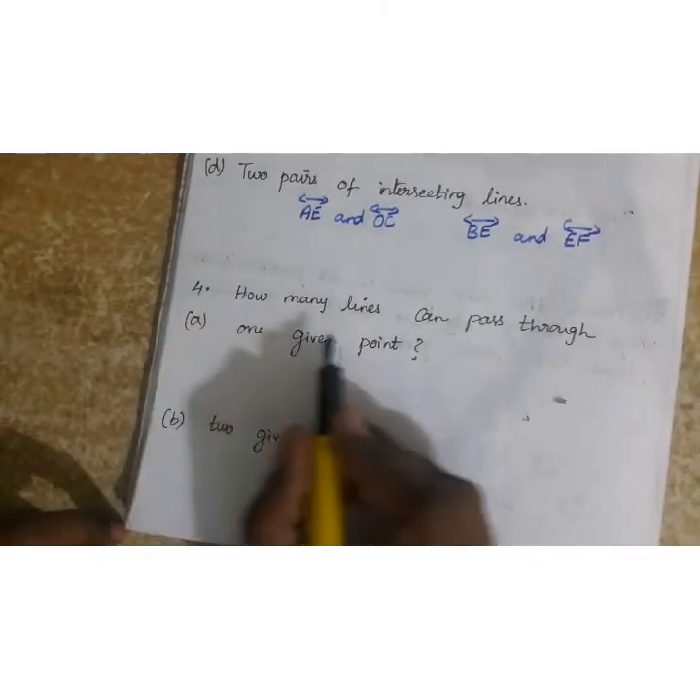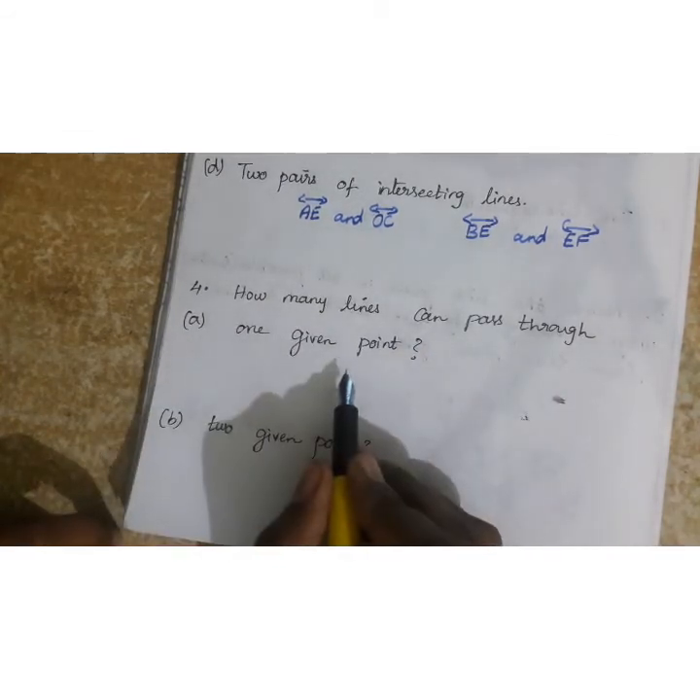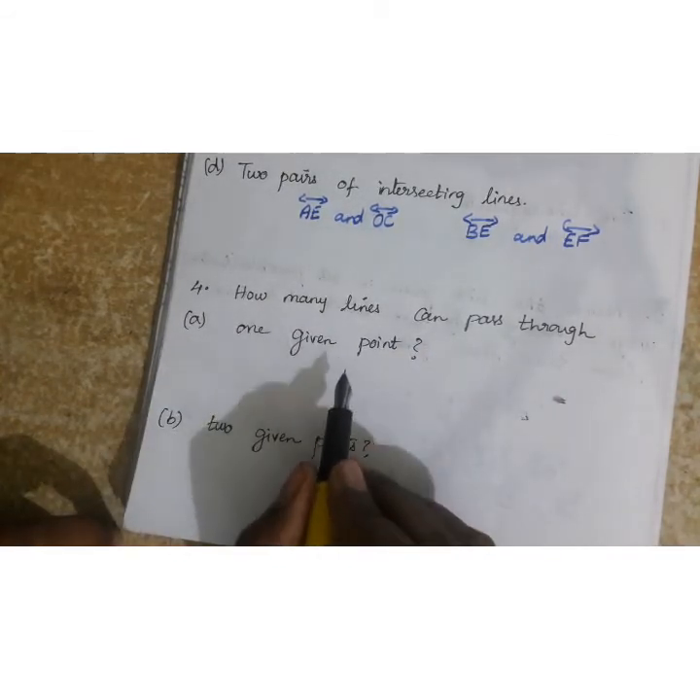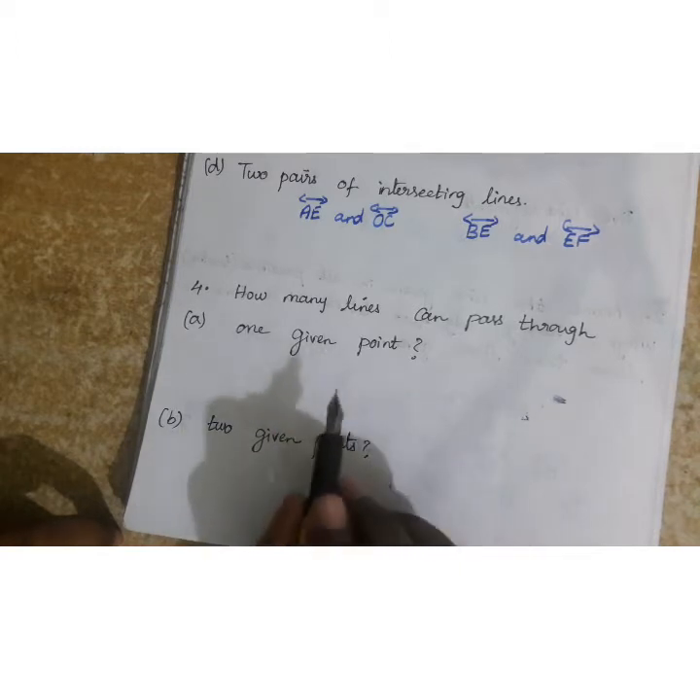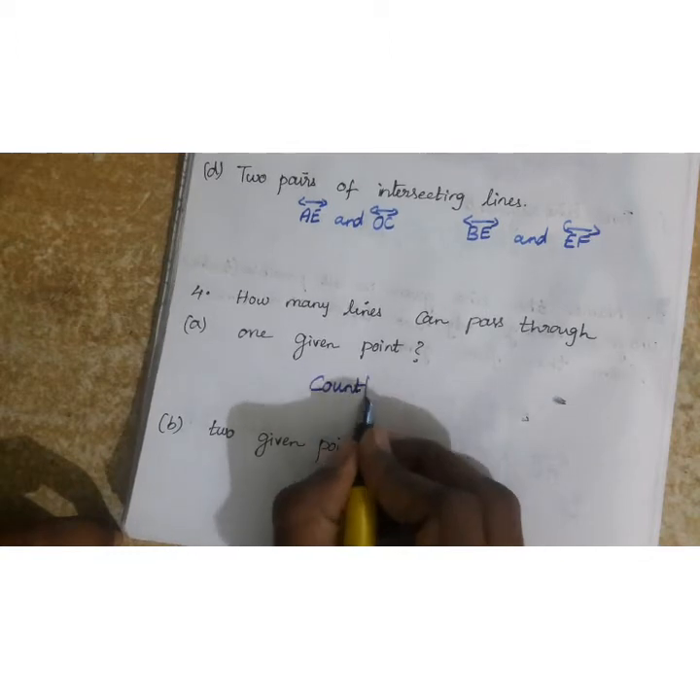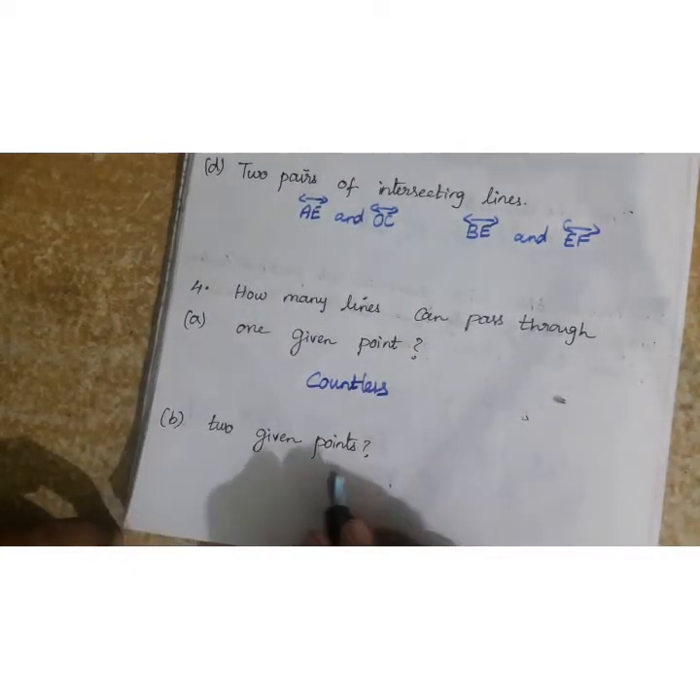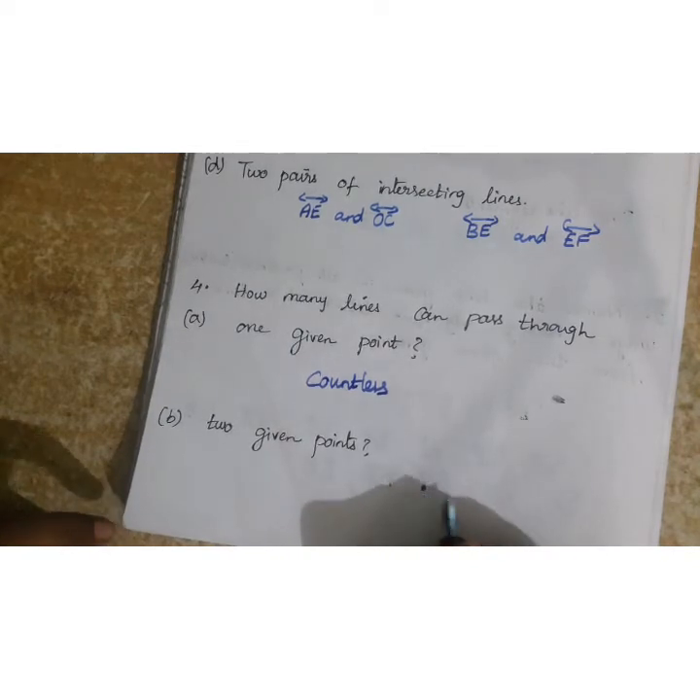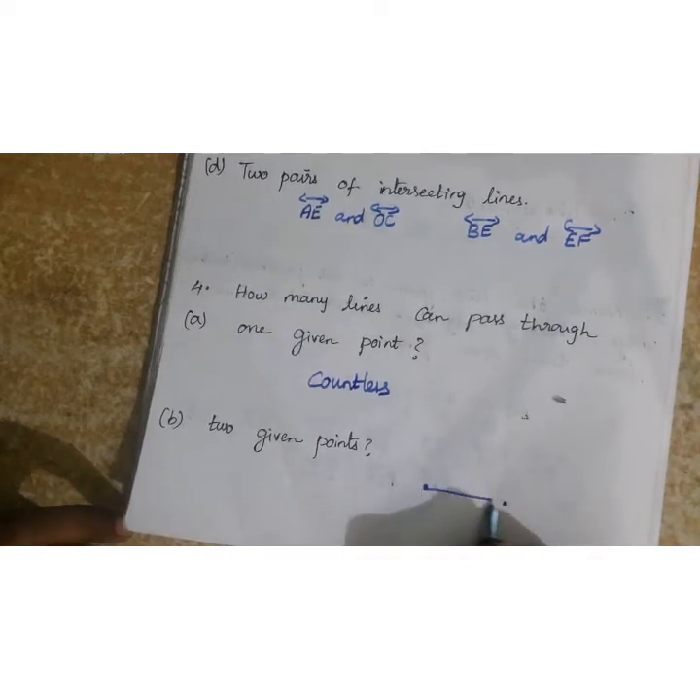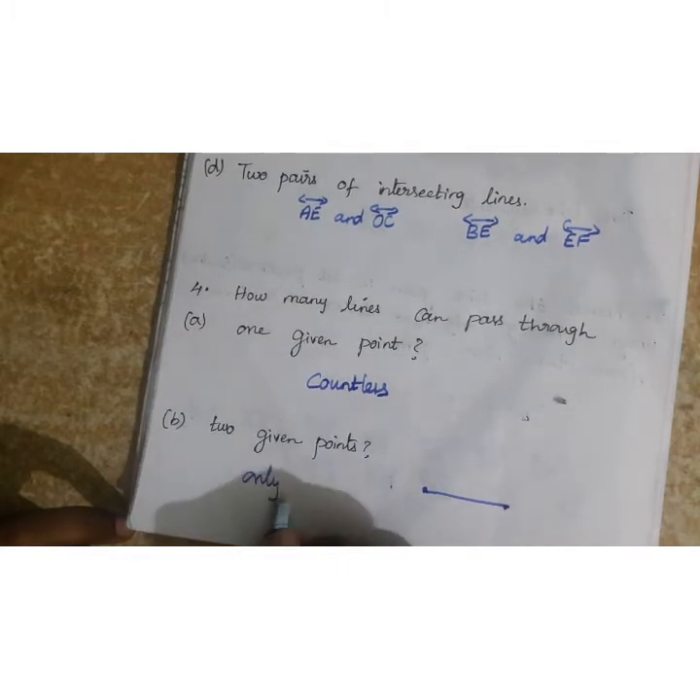Question number 4. How many lines can pass through one given point? Infinite lines can pass through one given point, so the answer is countless. How many lines can pass through two given points? Only one line can pass through two given points.